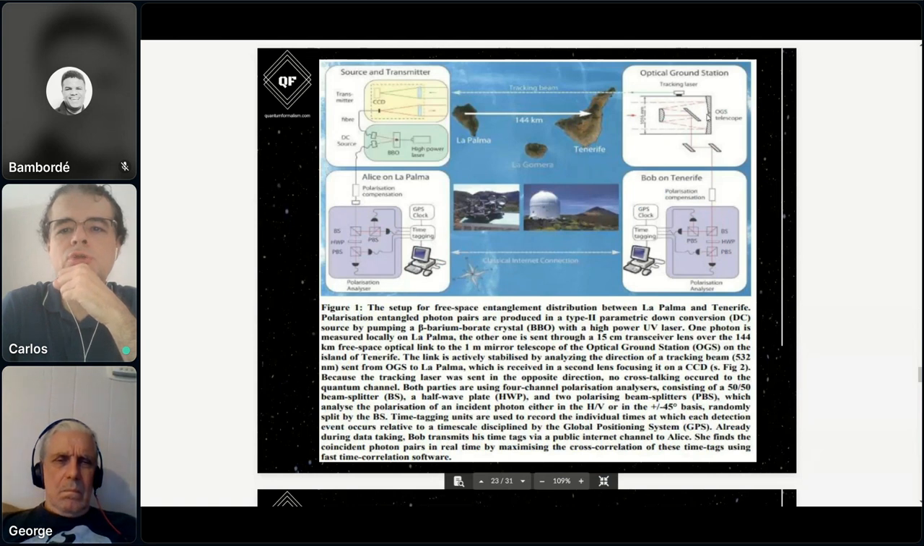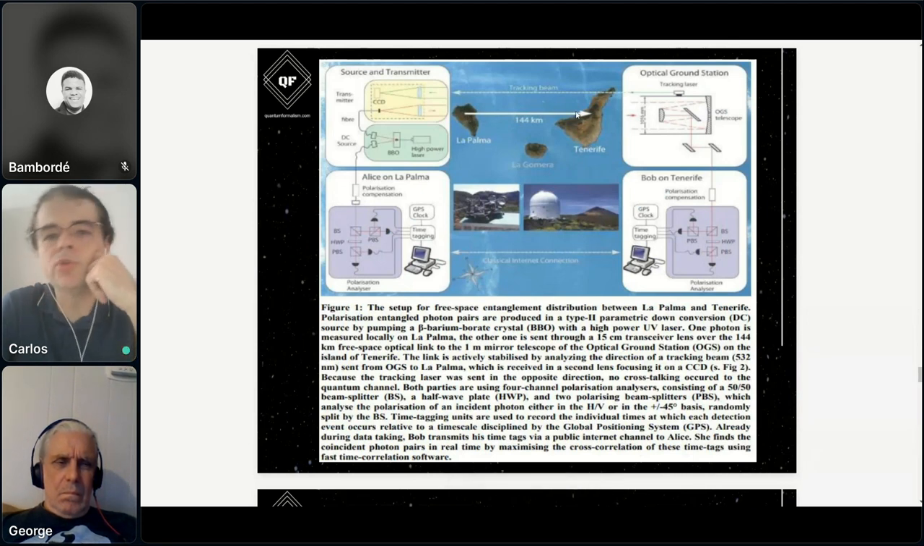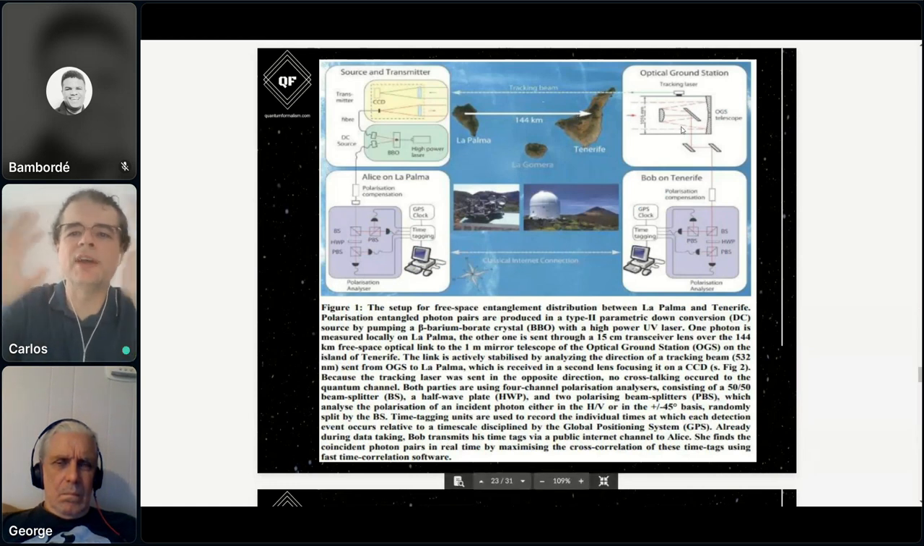This is something just to stabilize, because once the photon travels here, it will be in contact with the environment, right? So this is something just to stabilize the signal. I will not get into the details here. What I understood was that it stabilizes the signal, because this other photon here is in contact with the environment over this distance.